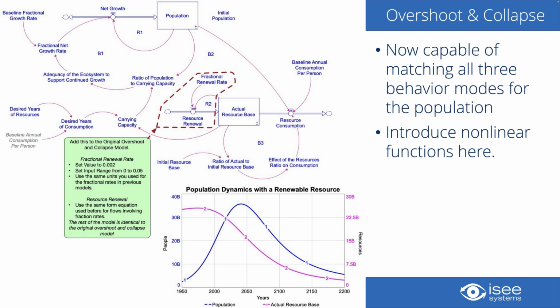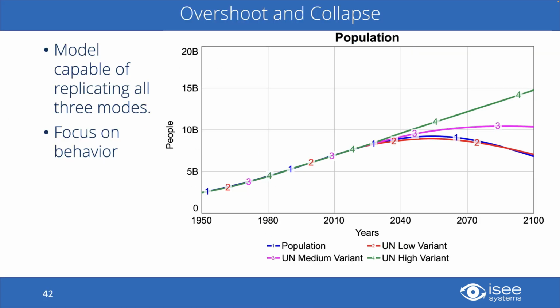And then later on, we add a reinforcing structure that will let it grow. But as long as more is being consumed than is growing, it's going to generate the overshoot and the collapse. And again, we'll give them a number of examples with this. And the key is we want them capable of generating all 3 behavior modes here.